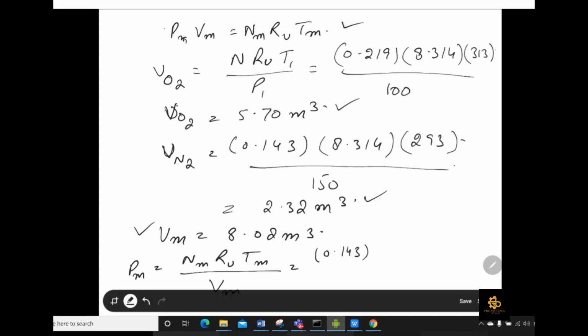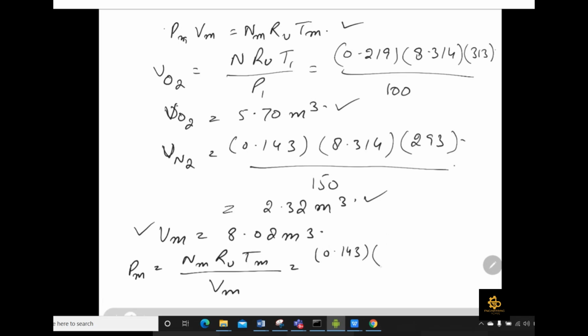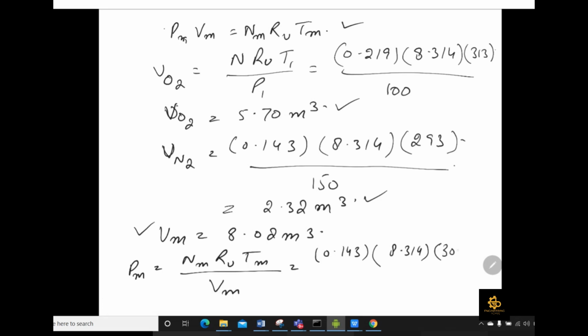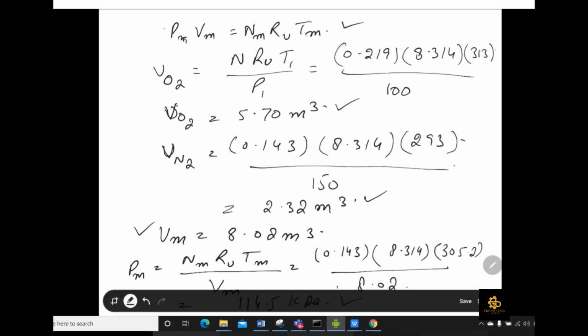We already found that in the previous slide. Ru value is 8.314. The temperature of the mixture we already found in the first part, which is 32.2 degrees Celsius, so you have to convert it into Kelvin. This is 305.2 Kelvin, and the volume of the mixture is 8.02 meter cube. If you solve it, you will get the pressure of the mixture as 114.5 kilopascal. So this is the solution for part B. Now the solution is completed, and if you have any question, you can also ask me.